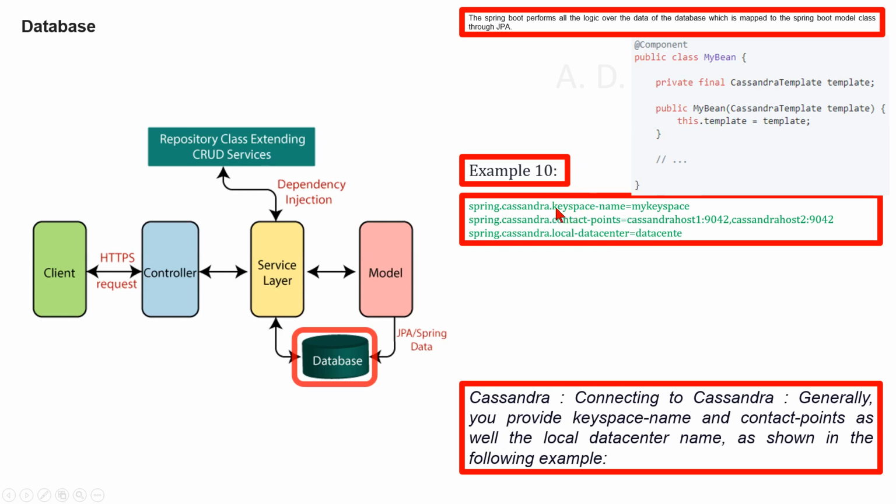The spring.cassandra.* properties can be used to customize the connection. Generally, you provide a keyspace name, contact points, as well as the datacenter name, as shown in the following example. The following code listing shows how to inject a Cassandra bean. If you add your own @Bean of type CassandraTemplate, it replaces the default.